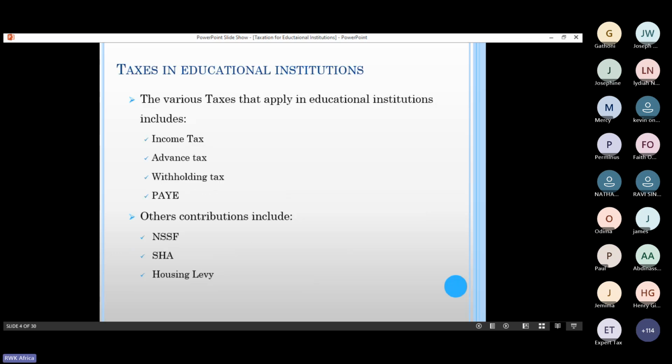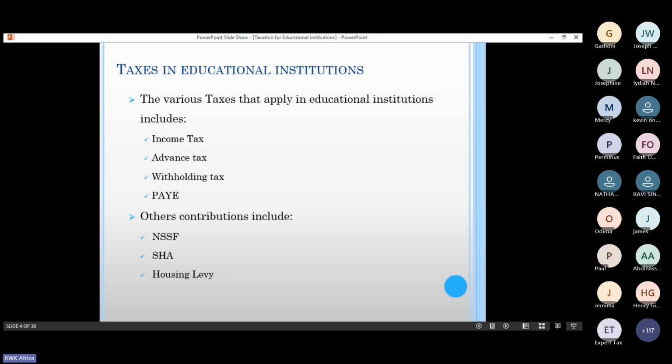So we check on the different taxes in the educational institution. We are going to focus on the income tax, advance tax, withholding tax, then the pay-as-you-earn, and we have other contributions that relate to the pay-as-you-earn, that is the NSSF, SHA, and the housing levy. So those are the different taxes that we, as taxpayers in the educational institutions, need to be paying. So if you have not been paying the income tax, you are not being tax compliant.